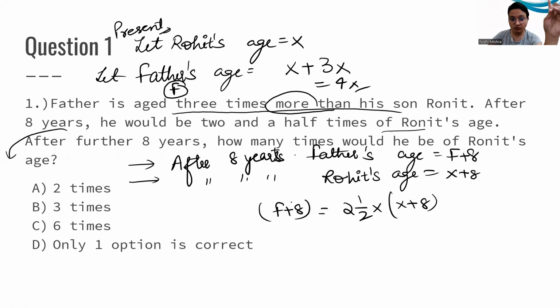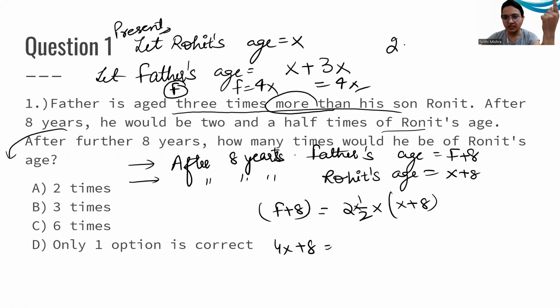Here, I want to find out, see, I have two equations. Here, F is equal to 4x, and F plus 8 is 2.5 times x plus 8. I can use both and get. After a further 8 years, how many times would it be of Rohit's age? So basically, I want to have the father's age and Rohit's age. Now let's solve this. Father is 4 times of x. 4x plus 8 is equal to.